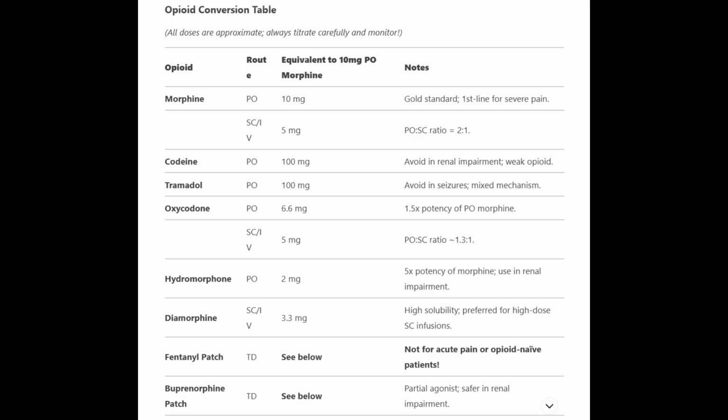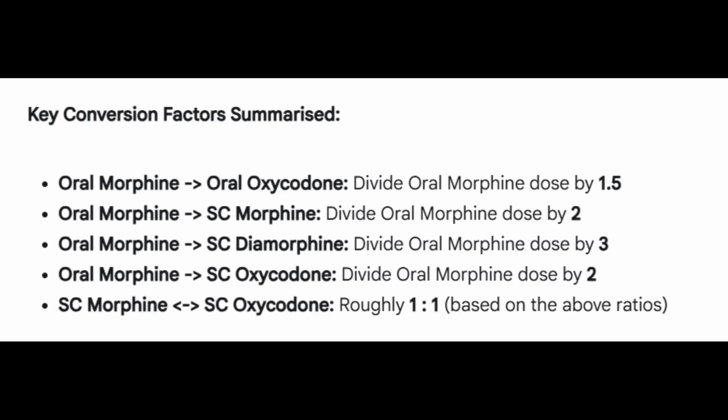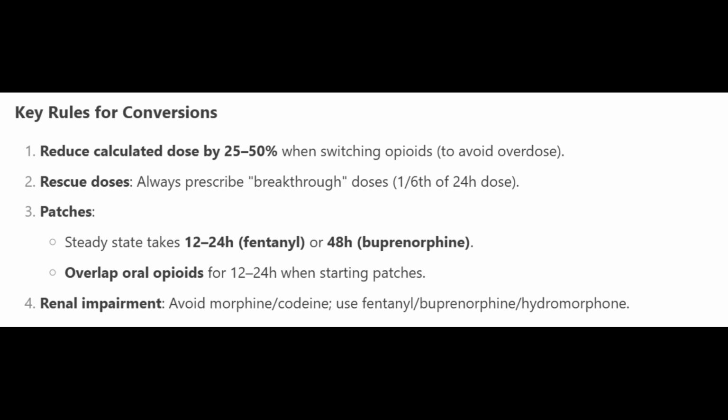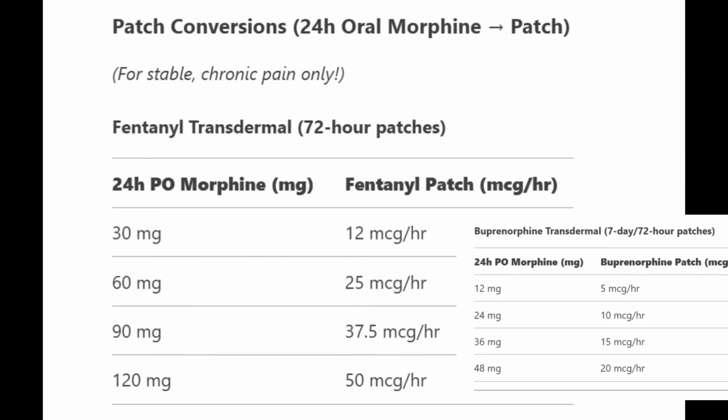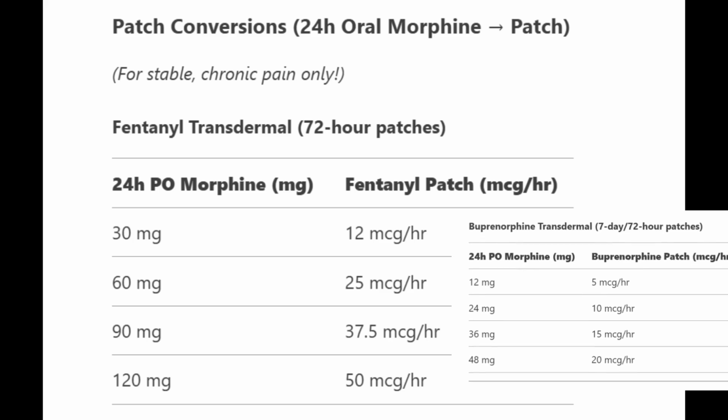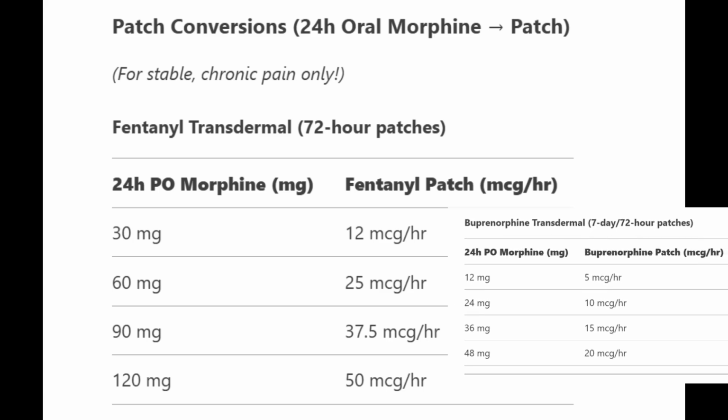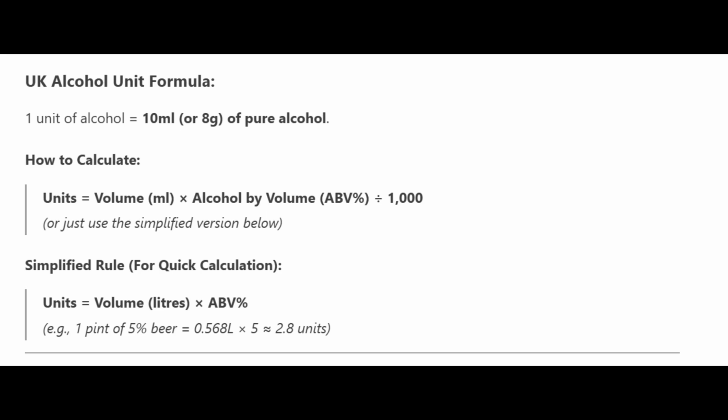Remember, patches are not suitable for acute or rapidly changing pain. Prescribe patches by brand, dose in micrograms per hour, and duration, e.g. 72 hours. Fentanyl patches are generally not for opioid-naive patients. Have you noticed the patch pattern? If you halve the daily morphine dose and round the dose down, you get the equivalent 24-hourly patch dose. Nice, eh? Now, let's move on to alcohol.